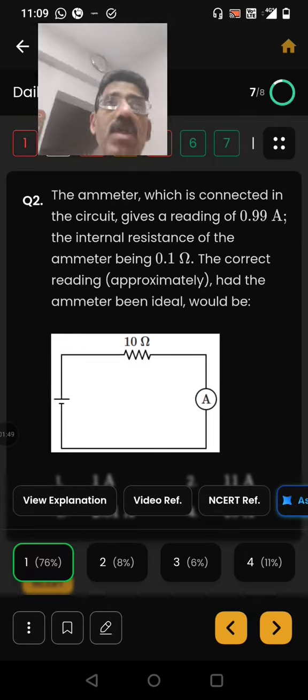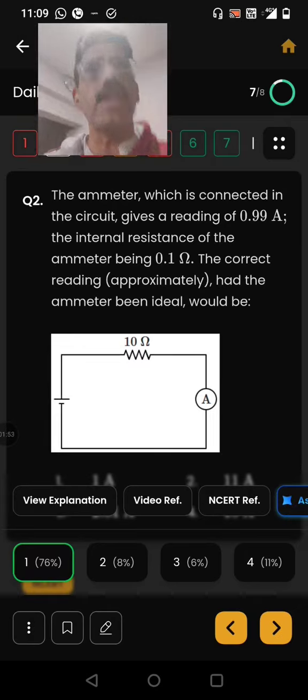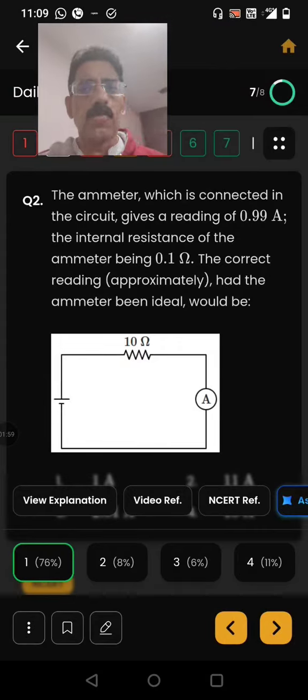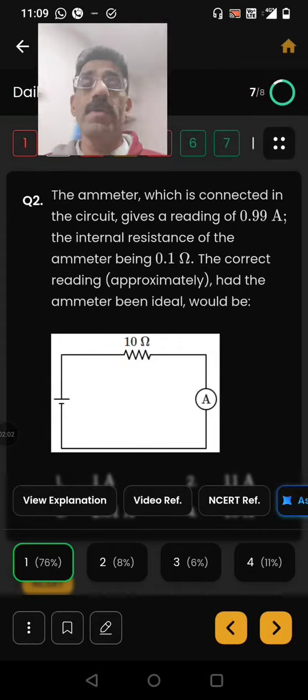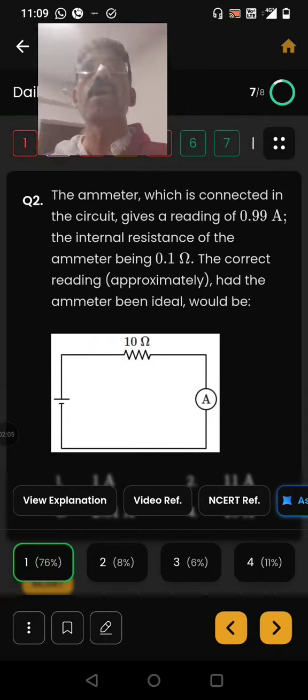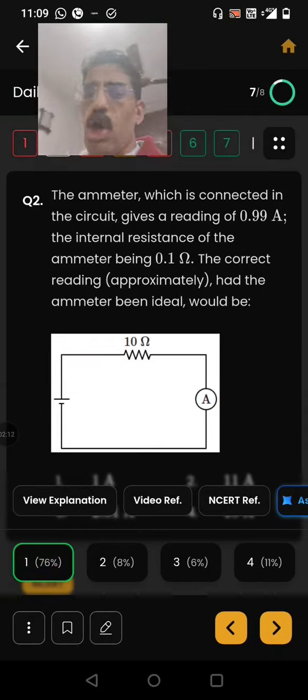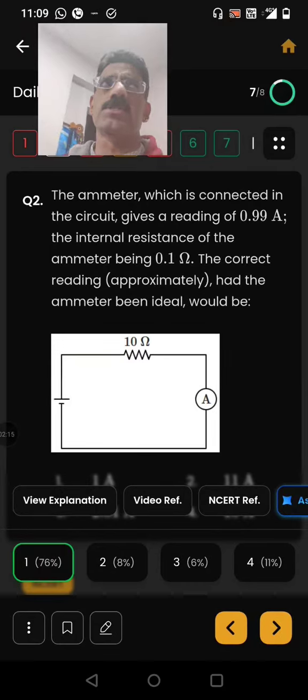So he's asking that if the ammeter was ideal, which means it didn't have any internal resistance, what would be the current it would have measured, right? Therefore you need to take into consideration what will be the voltage and then find out what would be the current in the circuit if there was no internal resistance in the ammeter at all, right? So I've given that clue there. Do these two questions, put it in the comment box.